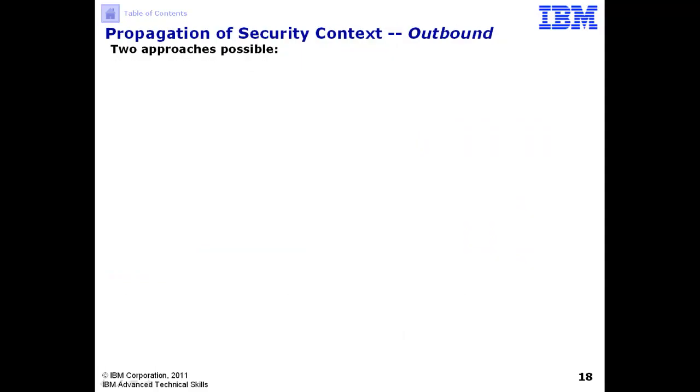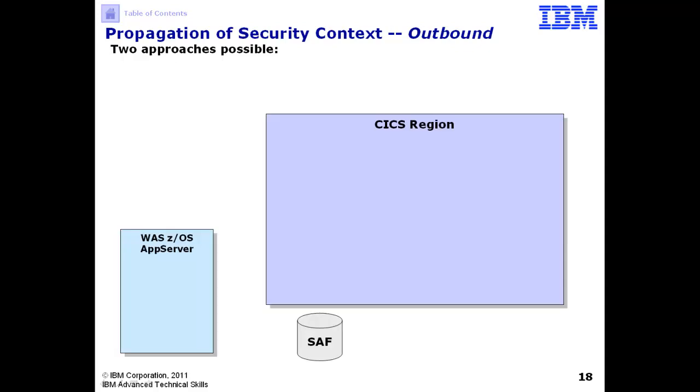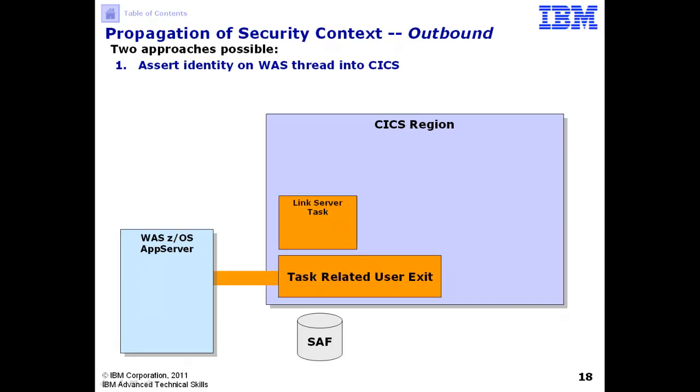Let's turn our attention to how the propagation of security context may be accomplished when going outbound from WAS into CICS. Two approaches are possible. Once again, we start with the WAS server and the CICS region. The first approach involves asserting the user ID on the WebSphere thread into CICS.